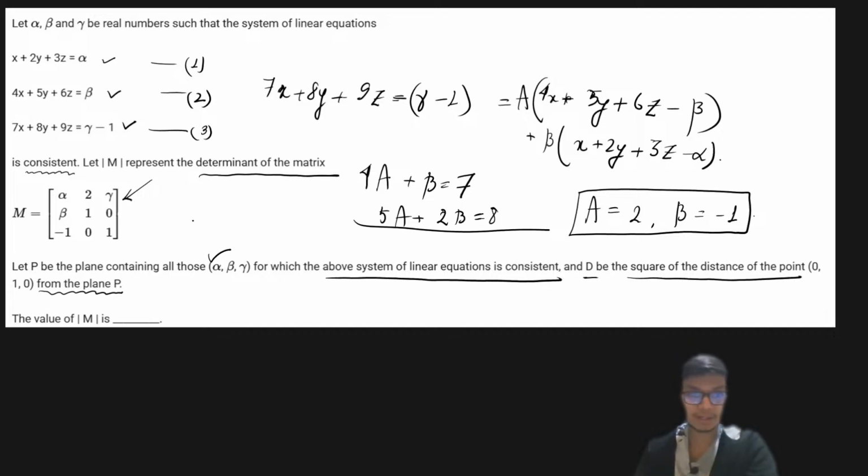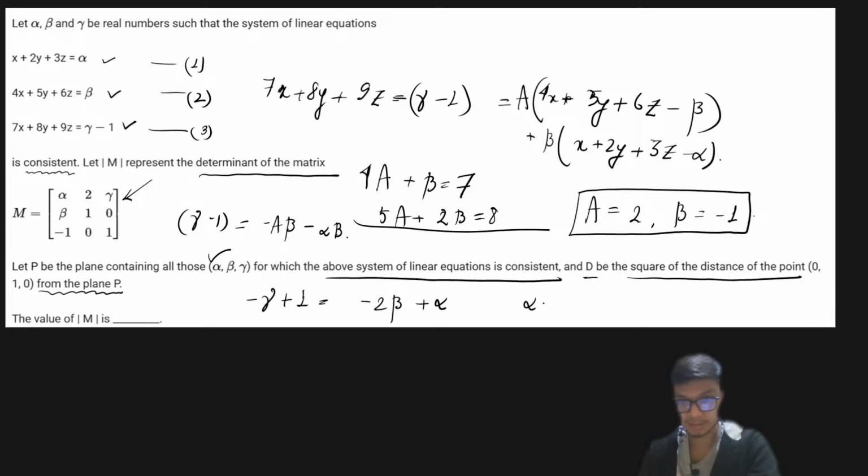So from there you will get gamma minus 1 as equal to some a times beta minus b times alpha, right? So therefore from this particular thing, what you will see is a relation in terms of alpha, beta, and gamma, of the form minus alpha minus gamma plus 1 is equal to minus 2 beta. So therefore we can write it as alpha minus 2 beta plus gamma is equal to 1, and this is involving the variables alpha, beta, gamma.